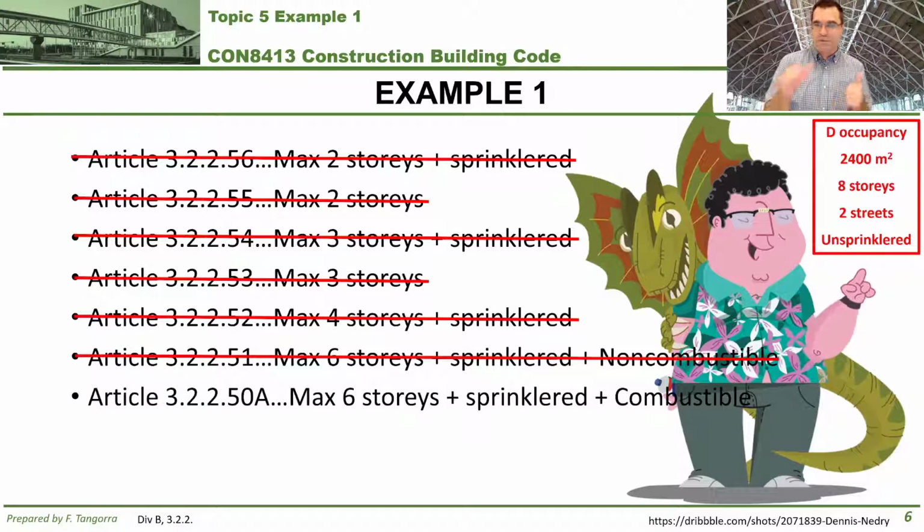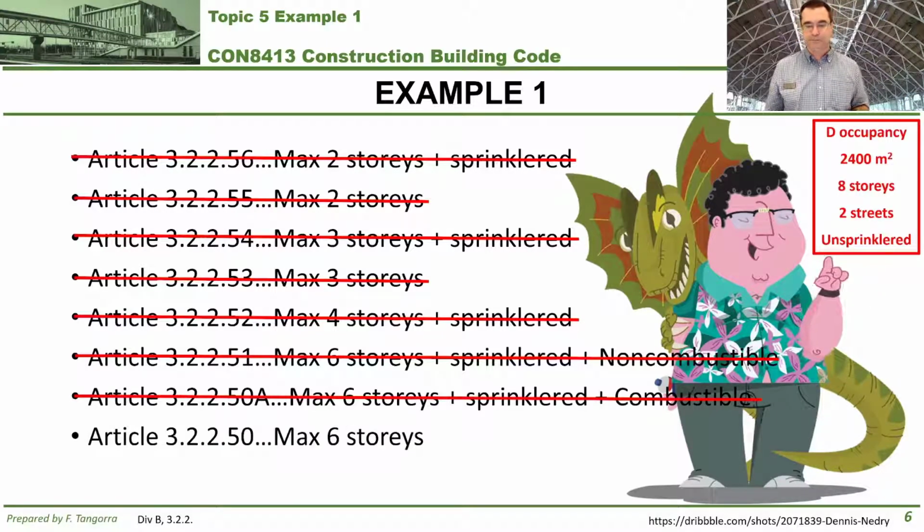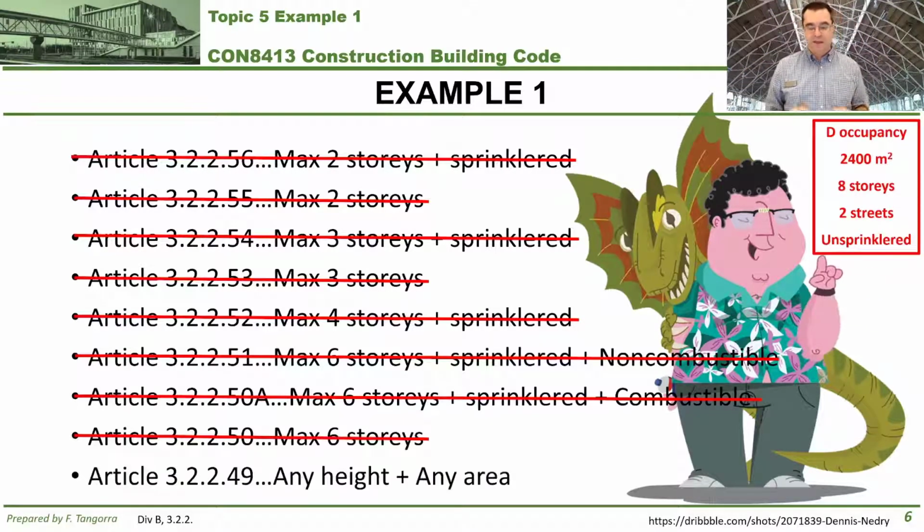Next. Moving backwards, we are at 3.2.250A, maximum 6 stories, sprinklered and combustible. Does this work? No, because it's not 8 stories and it's not unsprinklered. Next. Article 3.2.250, maximum 6 stories. Does this work? It does not, right? Because this article is for buildings up to 6 stories, and we have 8. No good.